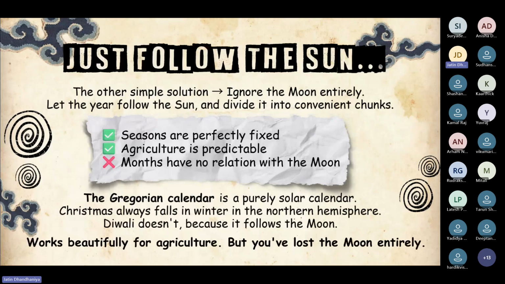Now, what if we just follow the sun? This is the other simple solution. Now, seasons are perfectly fixed, like summer will only come in July and winter in December. Agriculture will be very predictable, but the months have no relation with the moon. This is the Gregorian calendar. It is a purely solar calendar. Christmas always falls in winter in the northern hemisphere. Diwali doesn't because it follows the moon. Now, this works beautifully for agriculture, but not so much for religious purposes.